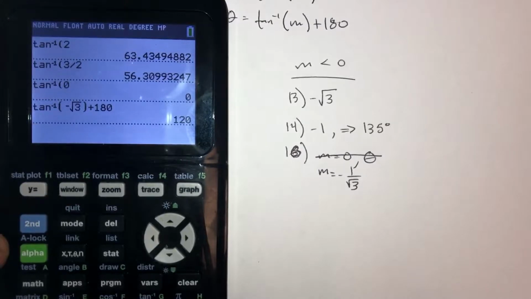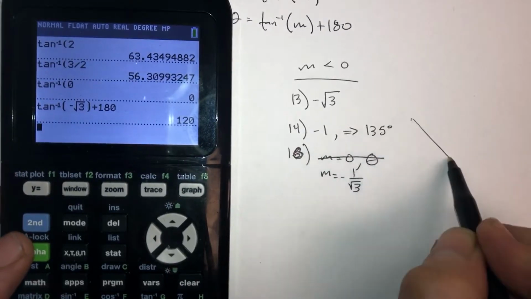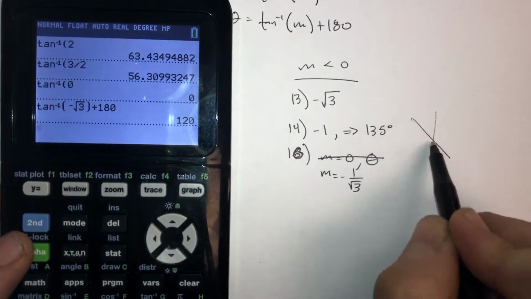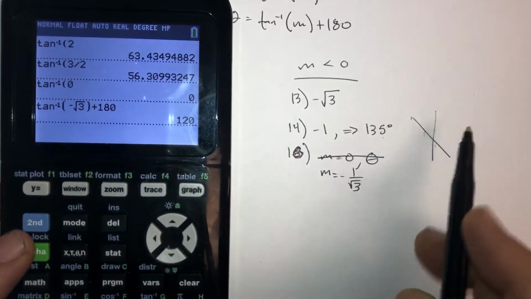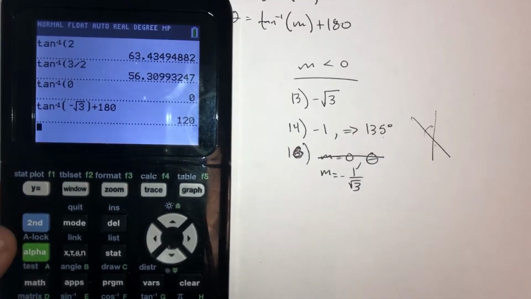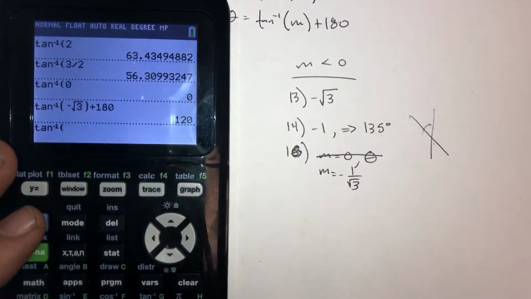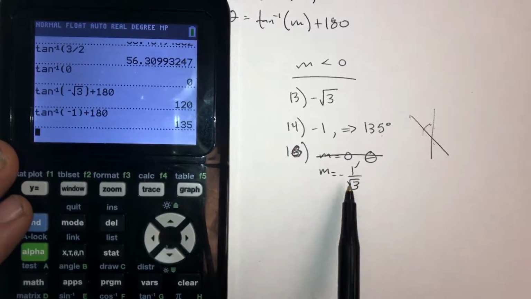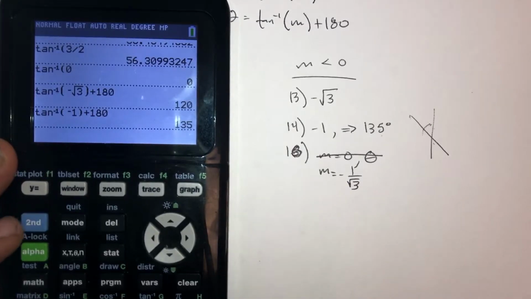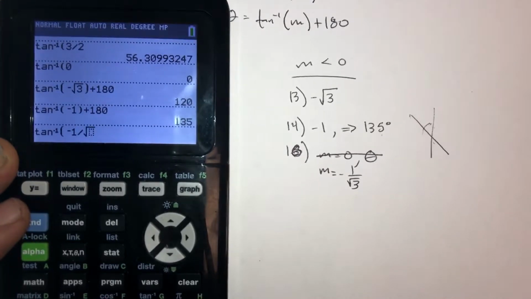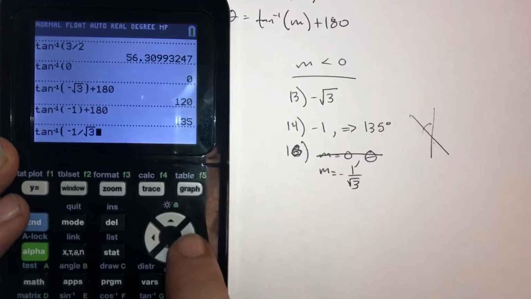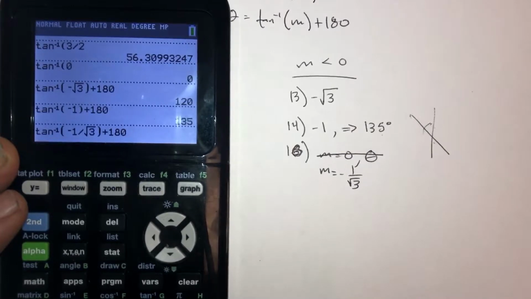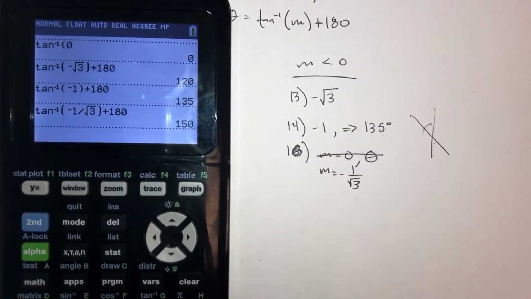That's 120 degrees. Negative 1, that's 45 degrees from 90, so I can figure that out in my head, but let's just go ahead and do it anyway. There we go, 135. And then lastly, negative 1 over the square root of 3 plus 180 is 150 degrees. All right.